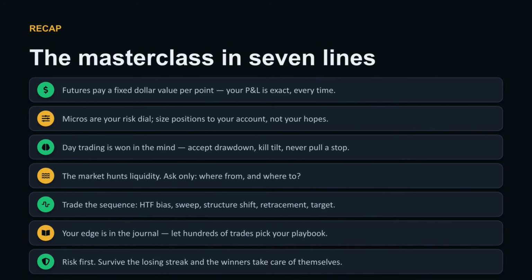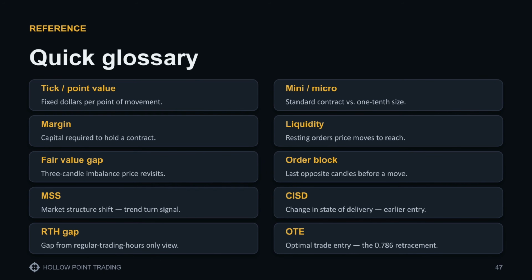Let's recap the 7 essential lines for your trading. Futures offer fixed dollar values for precise P&L, while micro contracts help you manage your risk dial. Success relies on your mindset, understanding market liquidity, following the core sequence, journaling your trades for an edge, and prioritizing risk management. Use this glossary as a quick reference for our key terms, from understanding tick values and margin requirements to identifying market structure shifts, fair value gaps, and optimal trade entries.